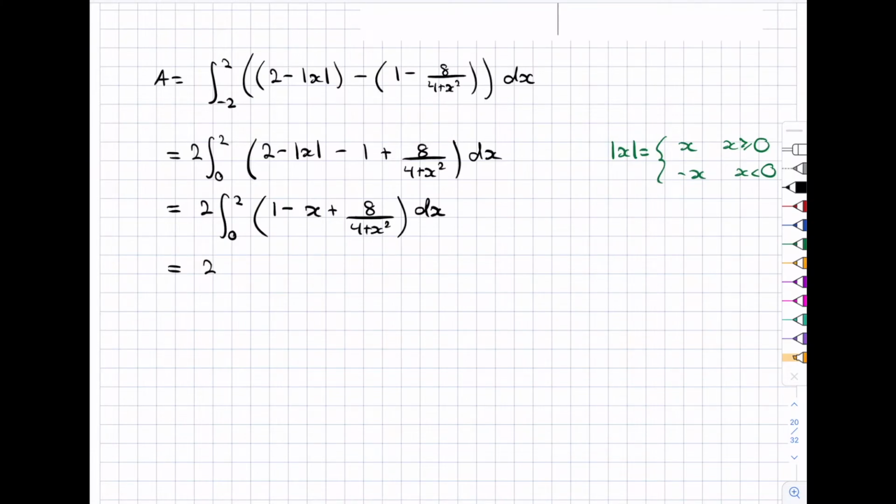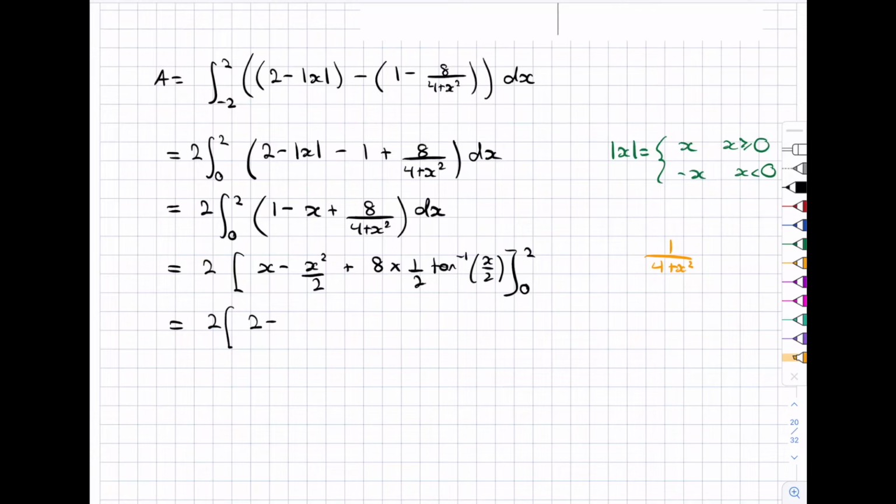So this is 2 times, integrating 1 gives me x, integrating x gives me x squared on 2. Then integrating this is going to be an inverse tan. So the constant of 8 on the top, I pull out the front, and then I multiply by the antiderivative of 1 on 4 plus x squared. And the antiderivative of this is 1/2 tan inverse x on 2, from 0 to 2.